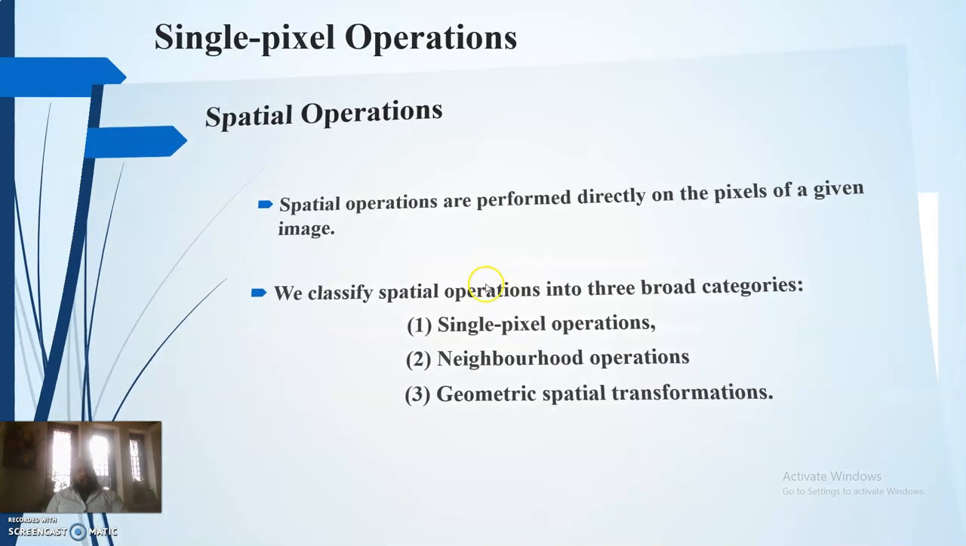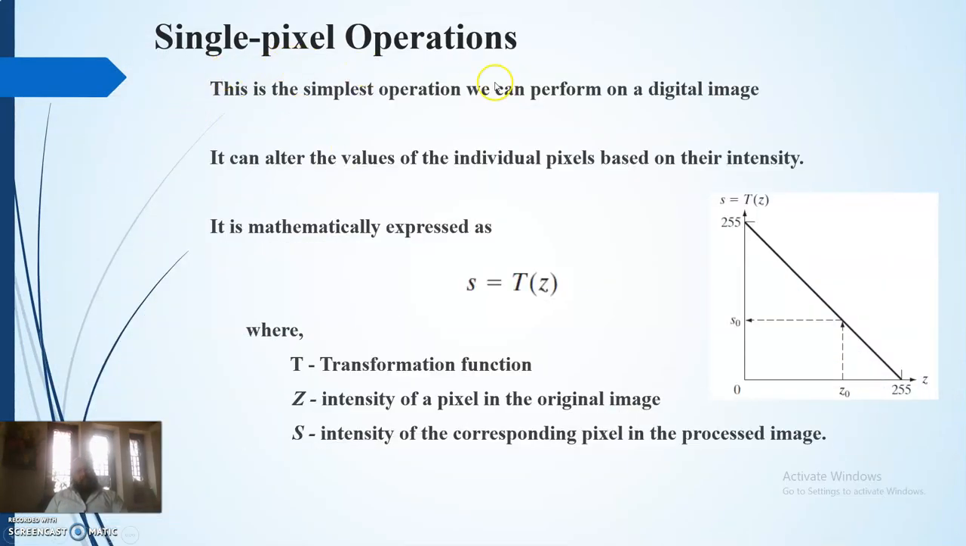We can see one by one, starting with single pixel operation. This is the simplest operation that can be performed on a digital image. Here we alter an individual pixel, that is, altering the intensity of a particular pixel, or any other changes to be carried out on a particular pixel. Single pixel operation can be carried out for this.